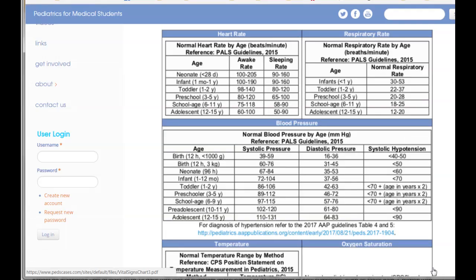The normal respiratory rate for infants less than 1 year old is 30 to 50 breaths per minute. For toddlers aged 1 to 2 years old, they should be breathing 22 to 37 breaths per minute.